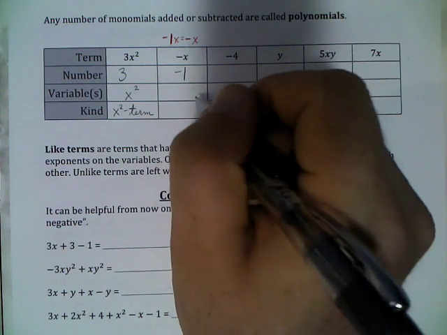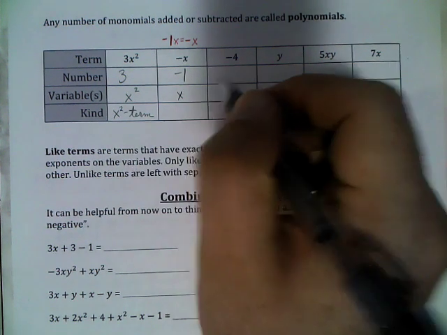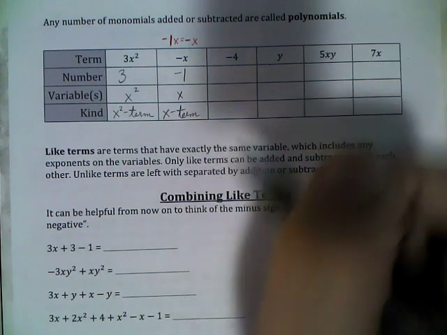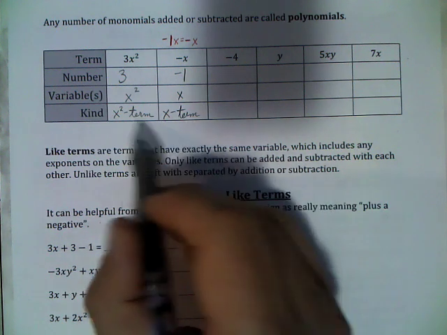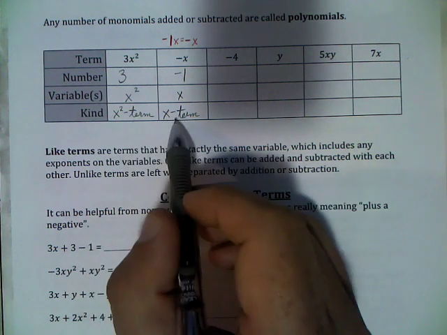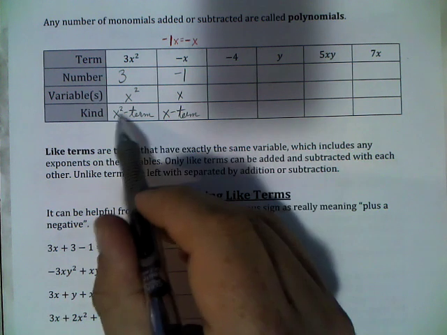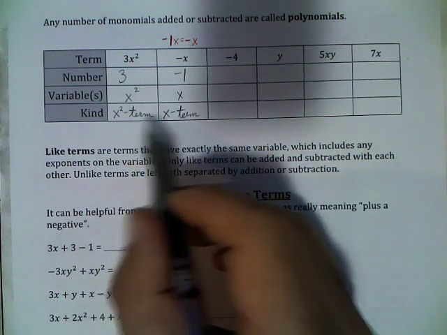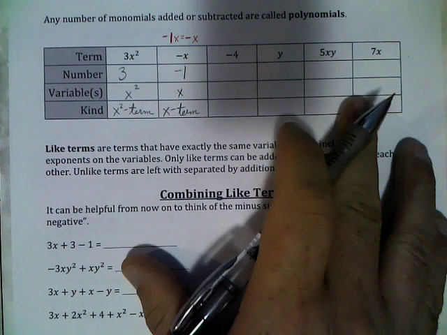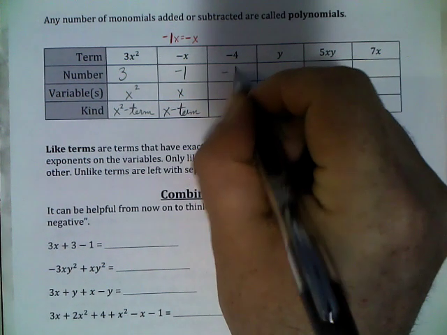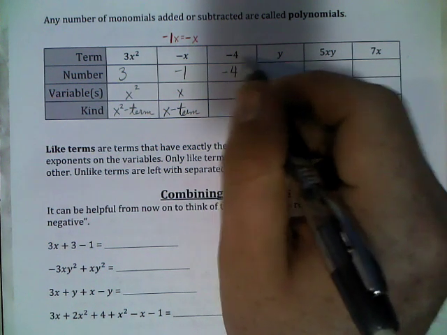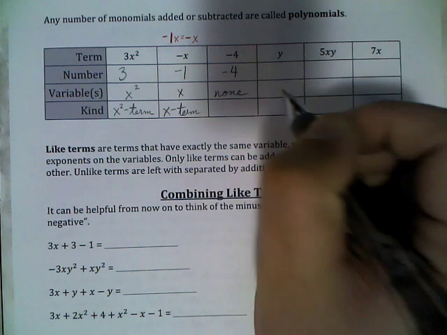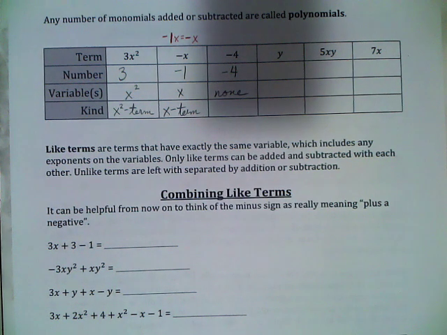The variable, well, the only variable we see there is x, and so this actually is an x term. And it's important to note here that these two are not the same kind of terms. An x squared is not the same as x. So these are not the same. Next up, negative 4. Obviously the number is right there in front of us, negative 4. So our variable here, well, this time, well, none. We have no variables.